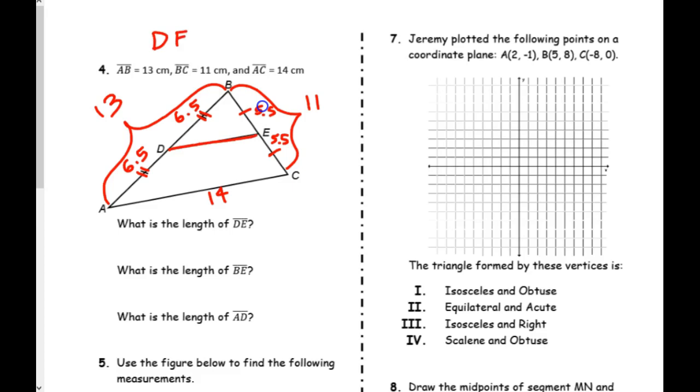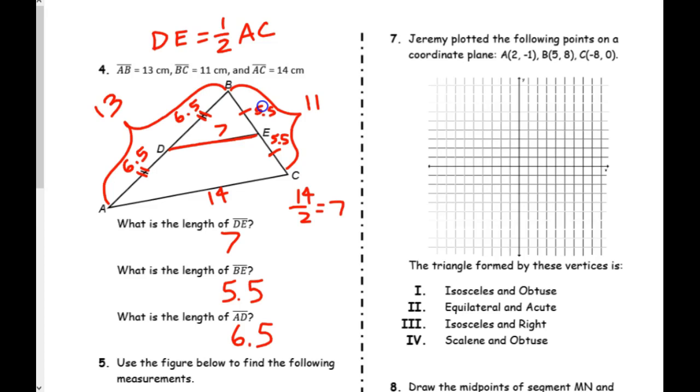Okay, DE is going to equal half of AC. Why? Because DE is a mid-segment, and we know mid-segments are half of their parallel side. So what's half of AC? What's half of 14? 7. So 14 divided by 2 equals 7. That's how I get DE. So I just labeled everything on that triangle, so this will be easy to answer. What's DE? 7. What's BE? 5.5. What's AD? 6.5.